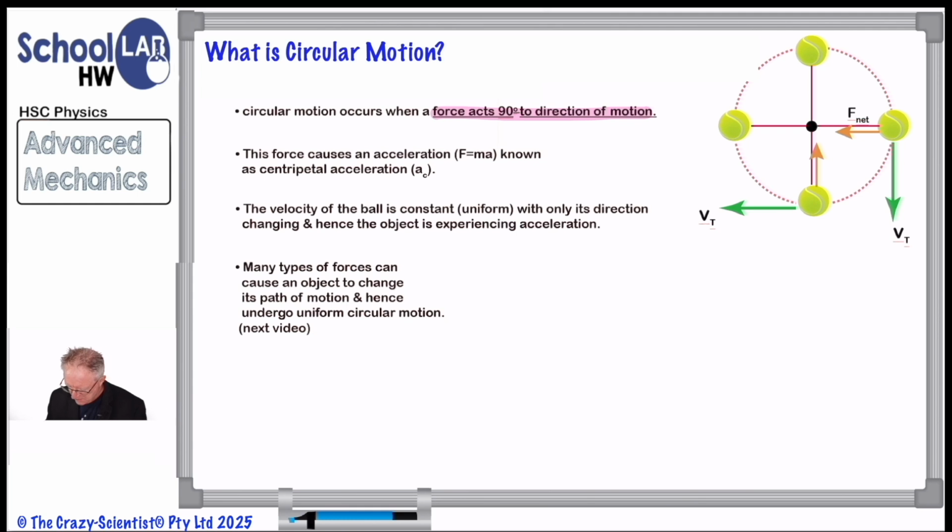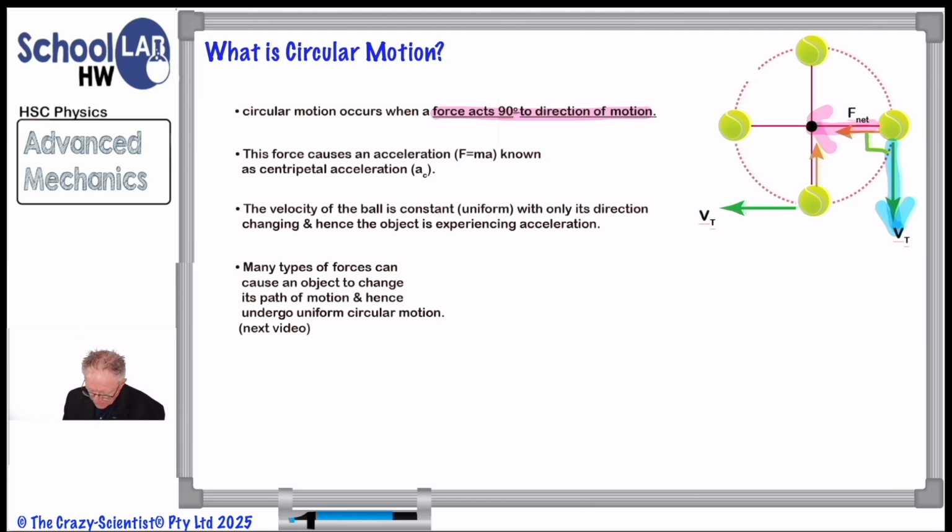First thing is that with circular motion, there is a force that acts 90 degrees to the direction of motion. So here is our direction of motion, okay? But there is a force acting on that object, and that force is 90 degrees to the direction of motion, okay? And when that occurs, the object changes direction in a circular fashion.